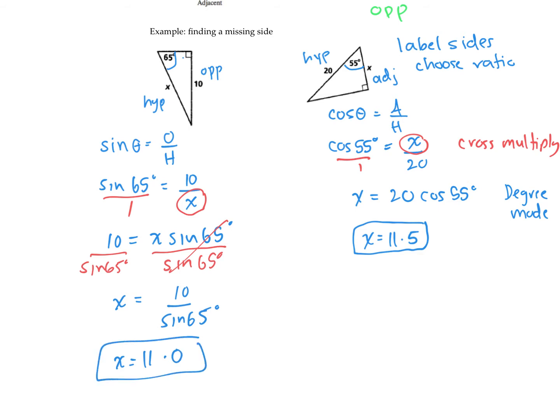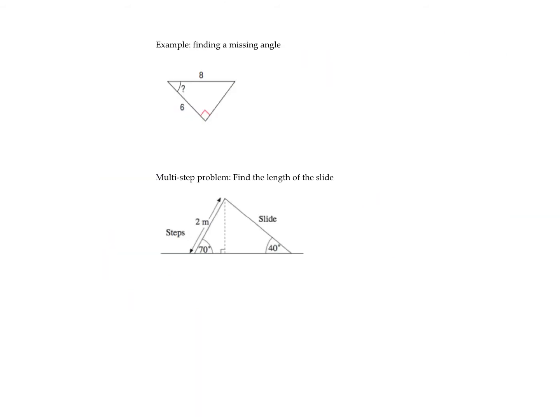And then the third type of right angle question you might get is finding a missing angle. So again, it's a right angle triangle, so we'll label the sides. The 8 is opposite the right angle, so it's the hypotenuse. And then the 6, you'll see the question mark here, this is the angle we want, so the 6 is attached to that angle, so that is adjacent.